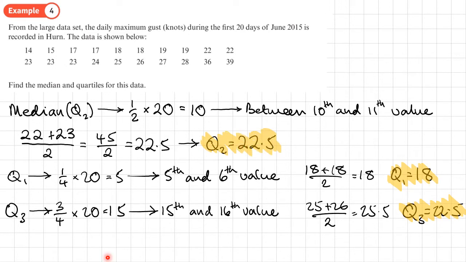Now, since we've been given the units in the question, strictly speaking, we should write knots after all of these to show that that's the numbers that we're looking at, these maximum daily gusts.